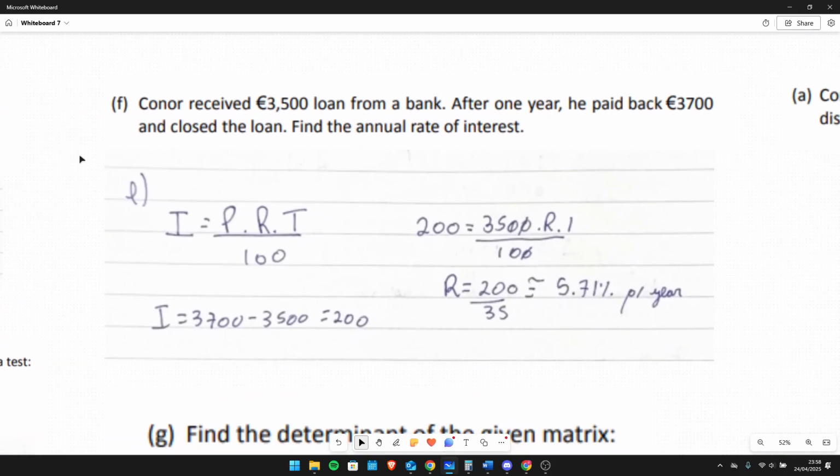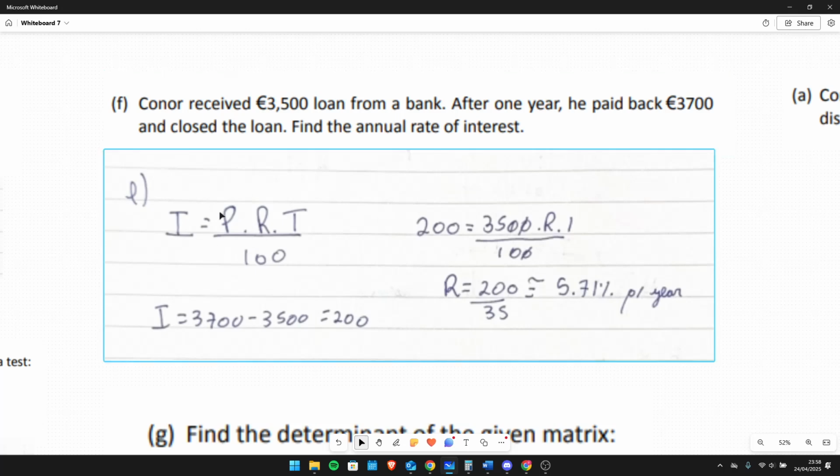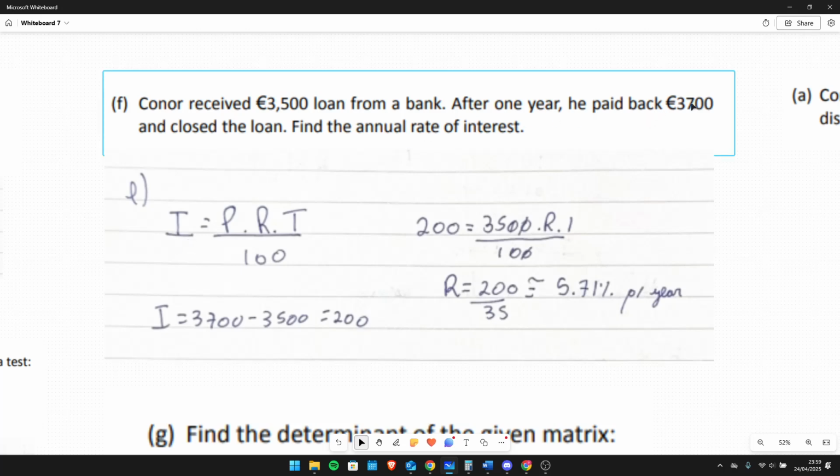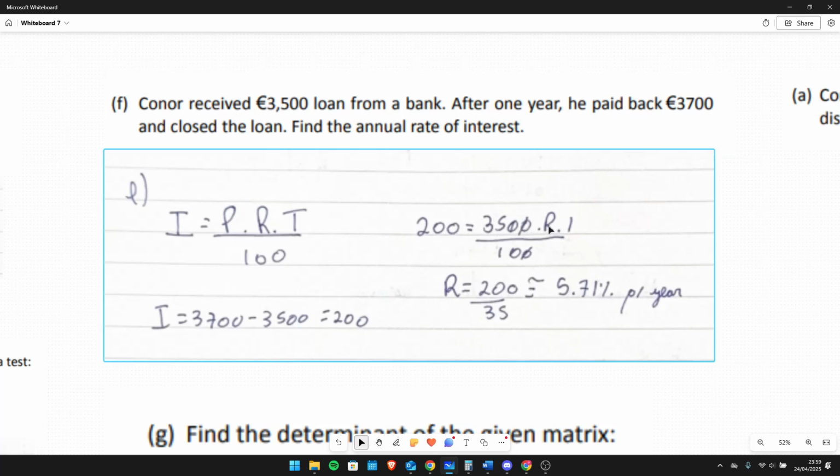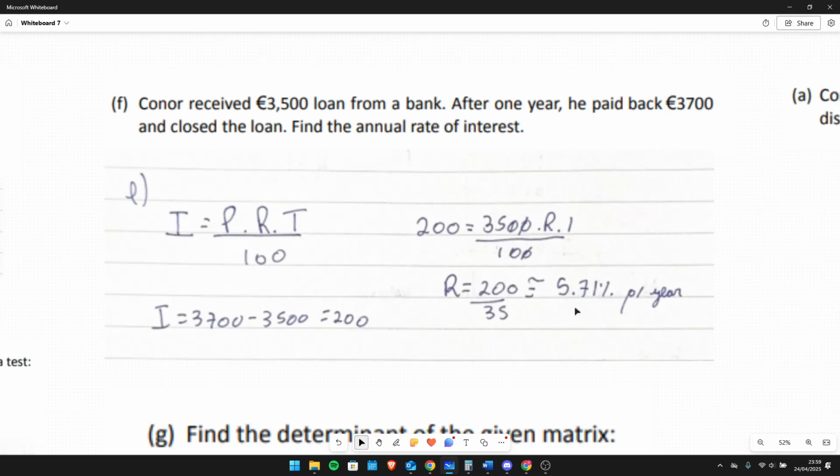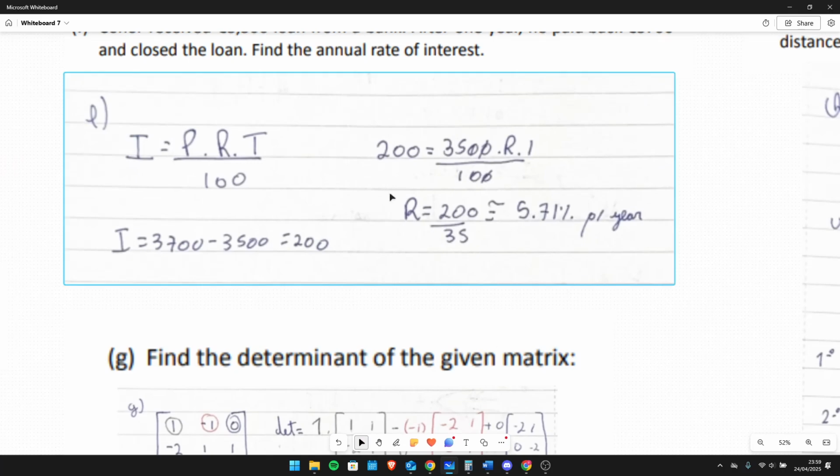And then for F, you just use this formula. As I explained in the previous video, to get I, you need the amount paid later and the initial amount. So 200 is equal to 3,500 multiplied by R multiplied by 1. Keep in mind that if she changes it to months, this time must change. If she gives you the amount per month, you will not use 1. If you have a year, you might use 12. I don't know, it depends, but keep that in mind. You have 5.71% after the calculation.